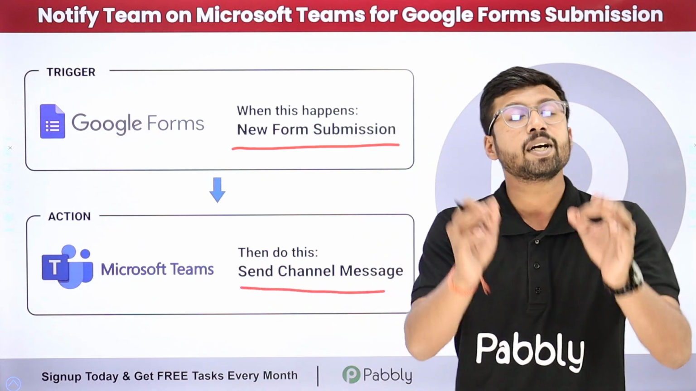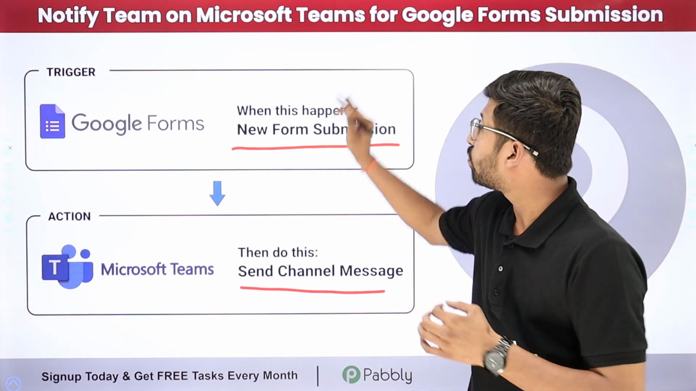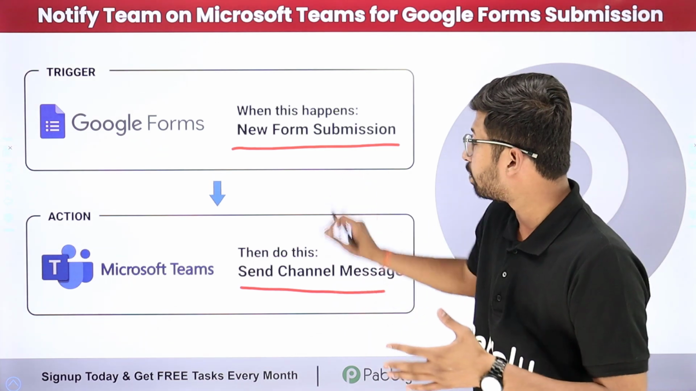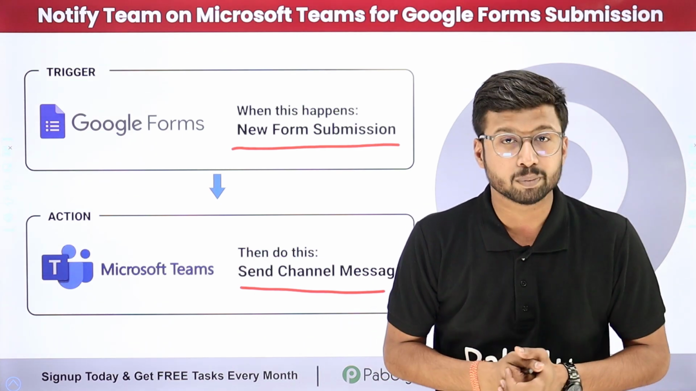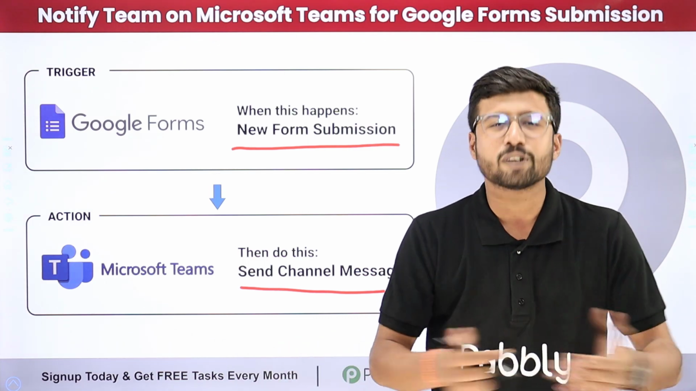Now to do this, let me tell you, you can use Pabbly Connect automation. And in this automation, whenever a new form submission will be received in Google Forms, automatically all the form responses will be sent on our Microsoft Teams channel as a message to update our team members. If you want to set up this whole automation all by yourself, for that, you just have to come with me to my screen.